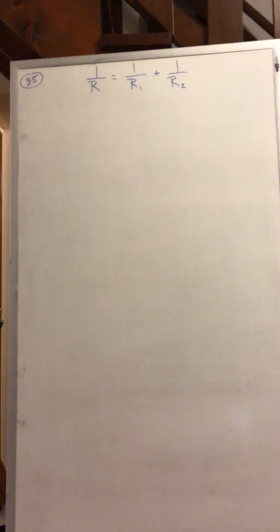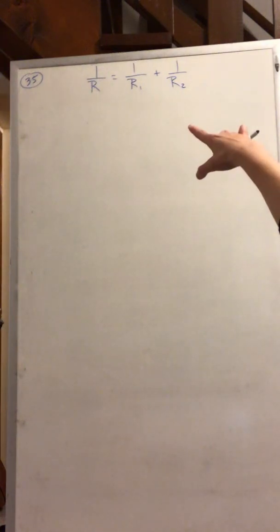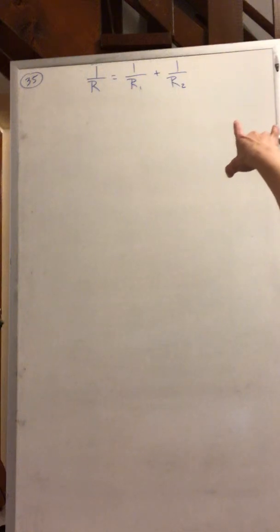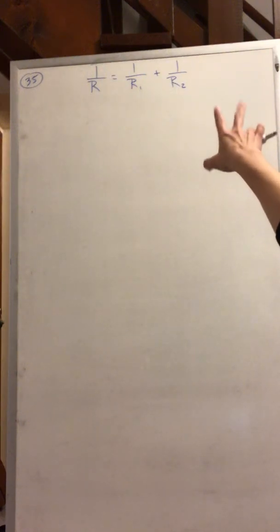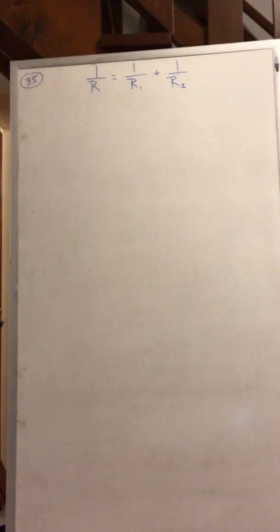All right, next up is number 35, which has to do with resistance and electricity. We're given this relationship where the inverse of the total resistance is the sum of the inverses of the two other resistances that are hooked up in parallel to it. I highly recommend looking this up. A parallel circuit is not a really hard thing to understand, and it's kind of a cool thing to know.